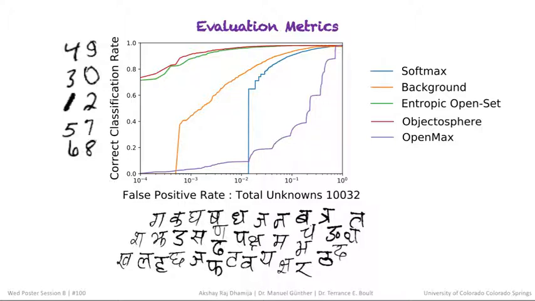For evaluation, we propose a new metric called open-set recognition curve. The curve is produced after sorting all test samples according to the maximum probability assigned to any of the known classes. On the x-axis, it has the false positive rate resulting from the unknowns, and on the y-axis is the correct classification rate from the knowns. As seen in the figure, our approach outperforms the current approaches.